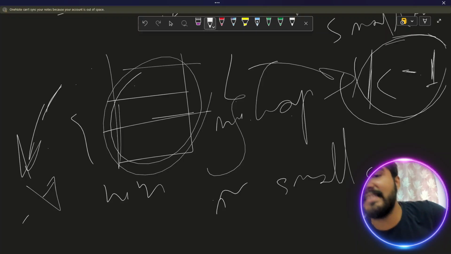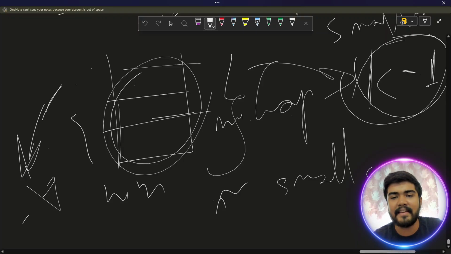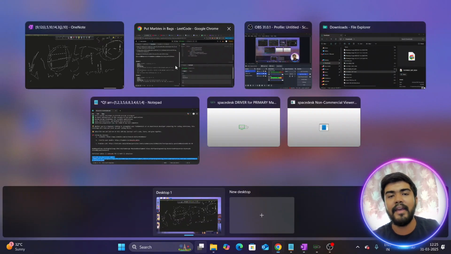It's as simple as that, guys. It's as simple as that. So now let's go to the code iterations. You can get the entire gist of how we have implemented.